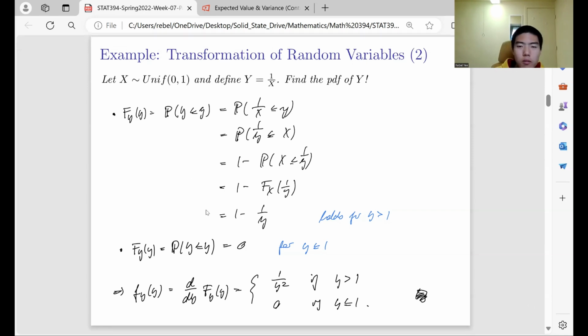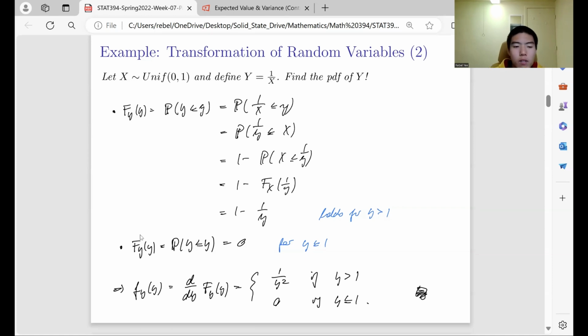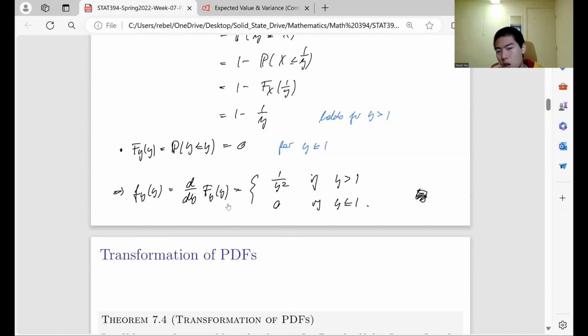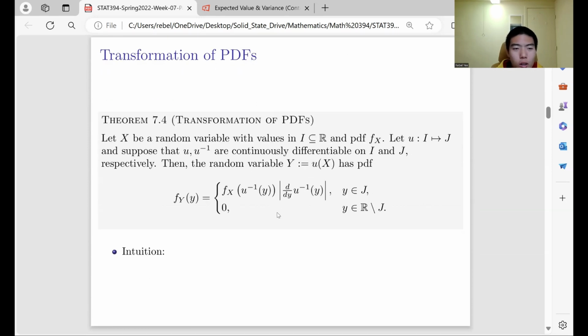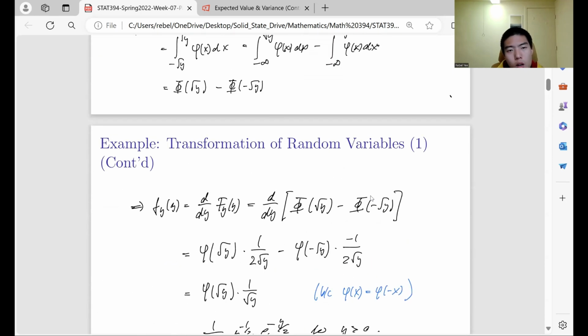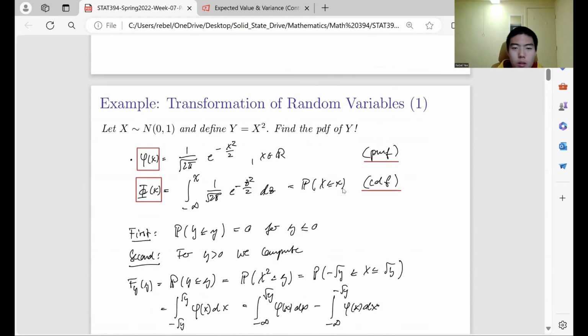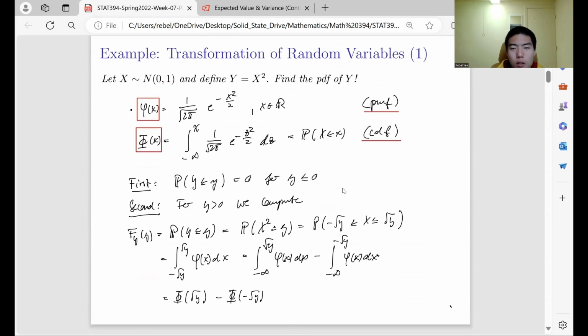Okay, after we find the CDF, we do the differentiation to get the PDF, which is very similar to what we did before. For y greater than 1, we get this one. For y smaller or equal to 1, it's 0. All right, so for these two examples, hope you get a clear idea of how transformation works. For the next one, we'll give you a theorem about transformation of PDFs for continuous random variables. This is a fundamental theorem we'll use. Remember, in the problems before, we didn't use any theorem. We were just computing by our own thinking.